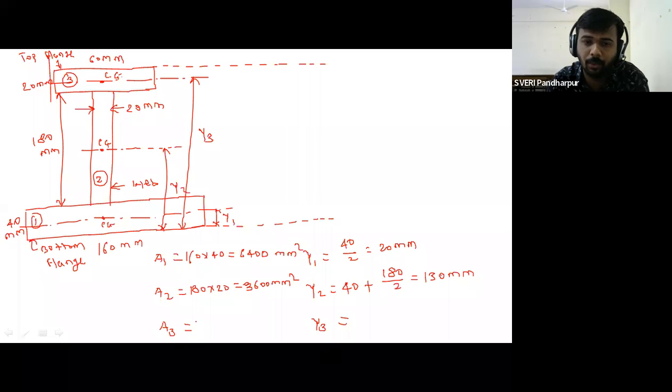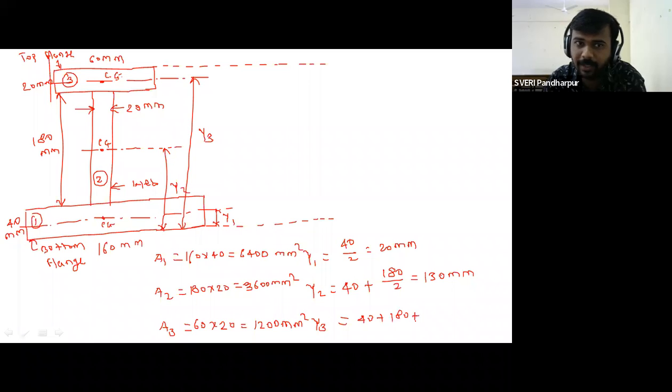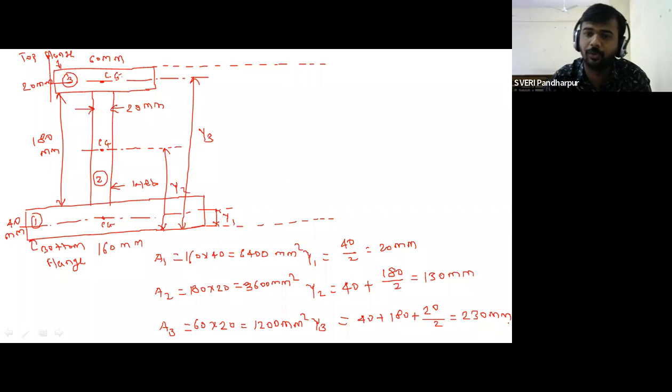And area A3 is equal to 60 into 20, 1,200 mm square. And y3 is equal to this 40 mm as it is, plus 180 mm as it is, plus 20 divided by 2. How much? 230 mm. So these are all the important distances, that is A1, A2, A3 calculation as per the dimensions of all the 3 sections, and then y1, y2, y3. So you have to represent all the y1, y2, y3 distances on the figure.